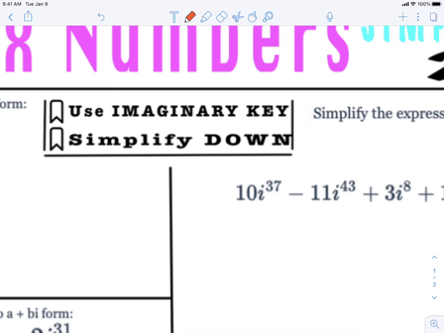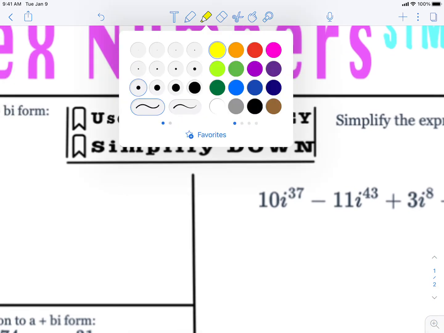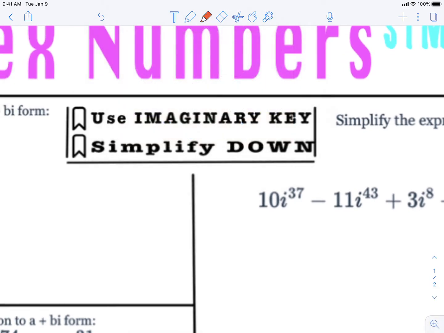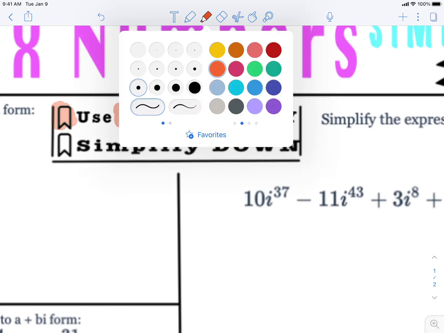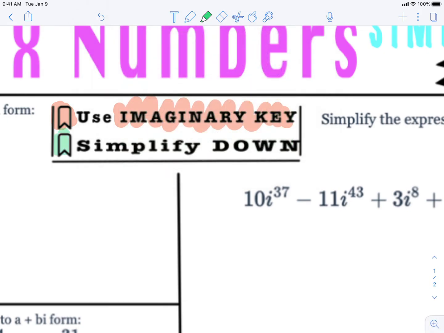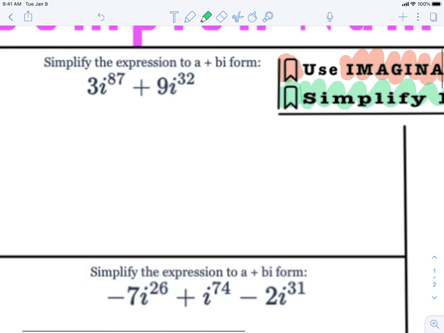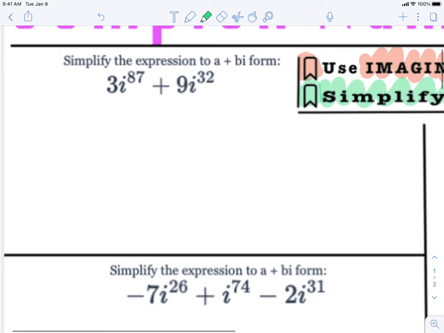So, the key things that we need to know are: the first key thing is we're going to use our imaginary key to do this work. Second thing we need to know is we're going to simplify down. Now this is new work to most of us. If you're familiar with this, then fine. But I want you to follow the steps exactly the way that I follow these steps. All right?